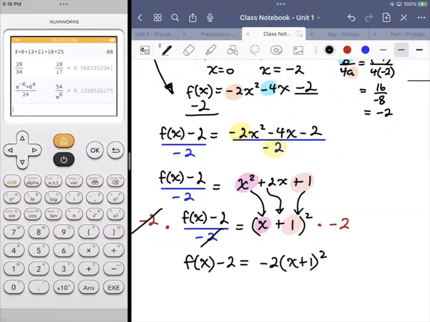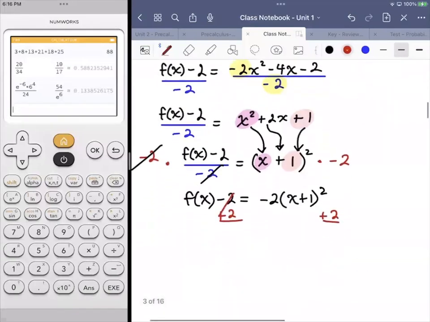And then my last move there would be to get the f of x alone by adding a 2 to both sides. So f of x is equal to -2 times the quantity x plus 1 squared, plus 2. That's my standard form.